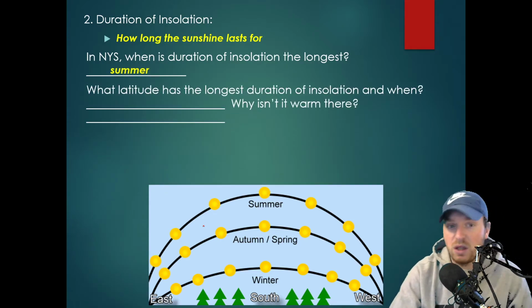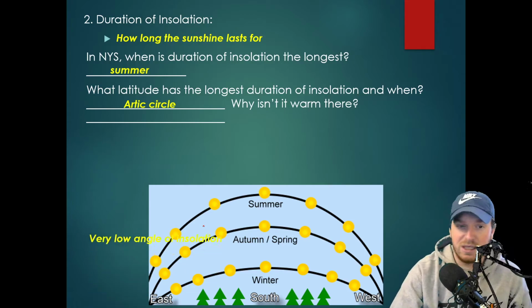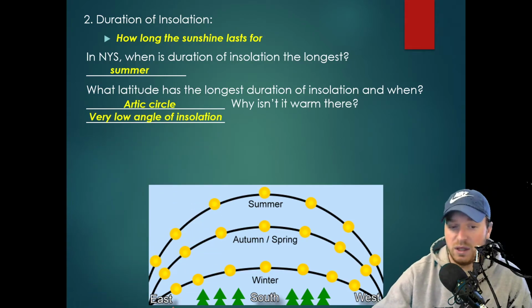What latitude has the longest duration of insolation and when? Well, the Arctic Circle has the longest duration. And why isn't it warm there? It's because it never really gets high up in the sky.